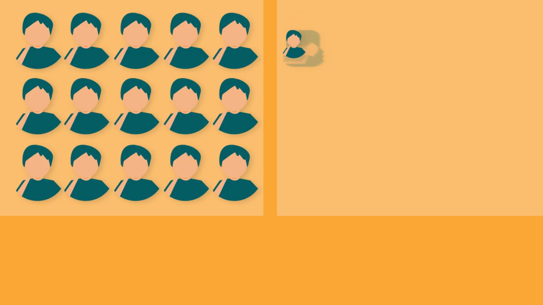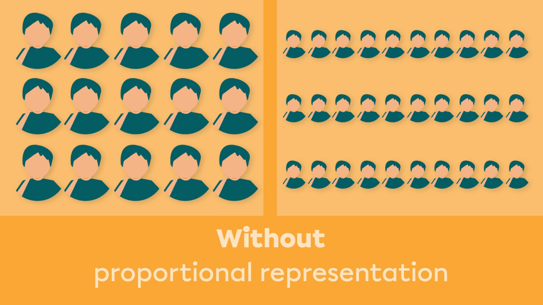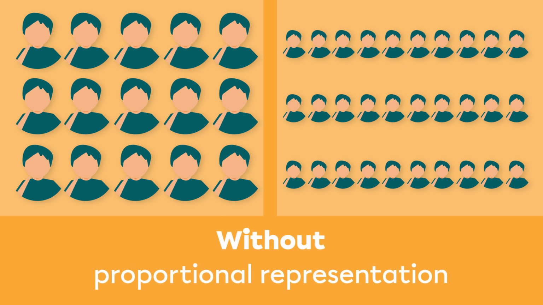Let's use two classes as an example. There are 15 students in one class and 30 in the other. Without proportional representation, each class elects one member. One classroom equals one member.